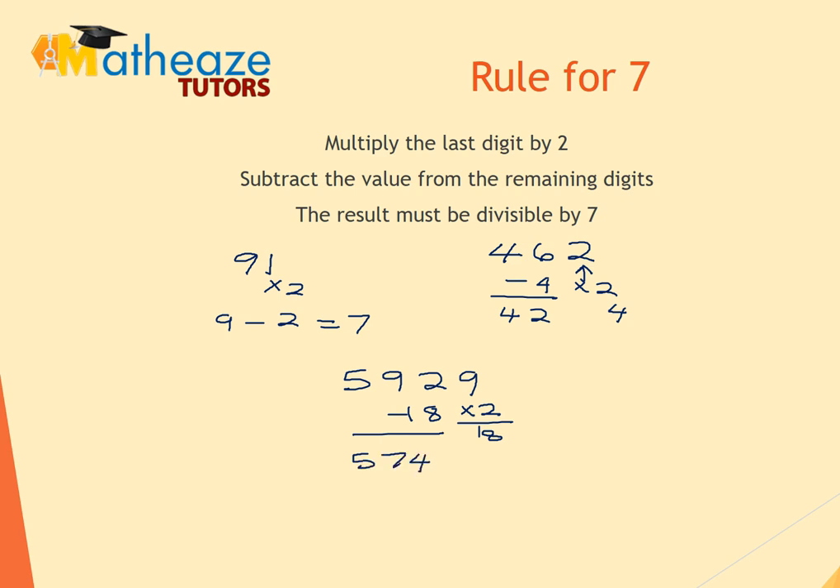Now, we may not be sure whether this is divisible by 7, so let's apply the rule again. Multiply by 2, which gives us 8. We subtract 8 from 57, we get 49. So 49 is divisible by 7, so 574 is divisible by 7, and also 5,929 will also be divisible by 7.